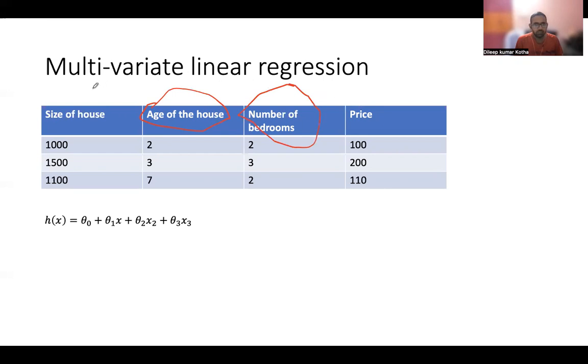Now to represent this in a linear regression hypothesis format, we have theta 0 plus theta 1 times size of the house, theta 2 times age of the house, and theta 3 times number of bedrooms. And the goal of this multivariate linear regression is the same, to solve for the parameters theta 0 till theta 3. So this is the hypothesis for a multivariate linear regression. Let's move on.